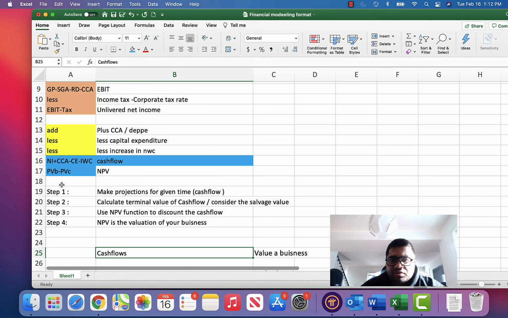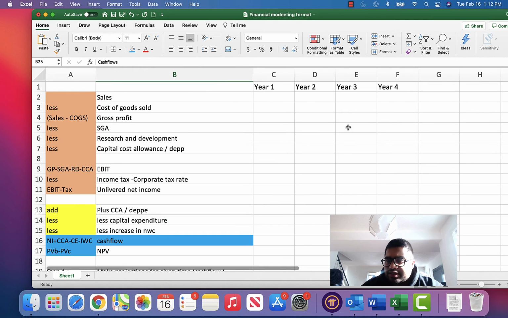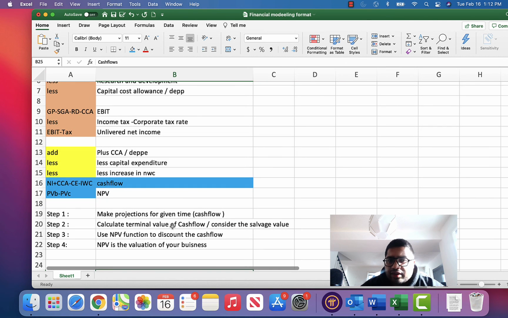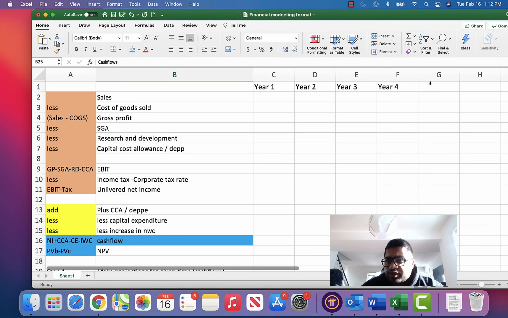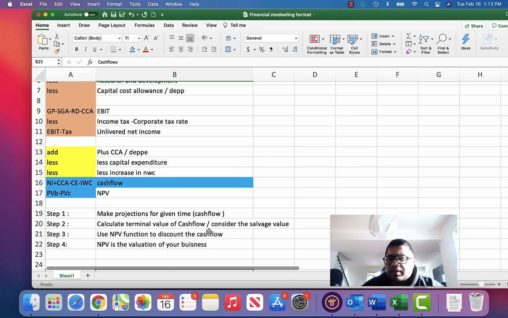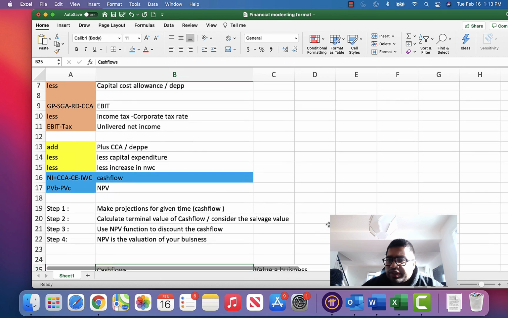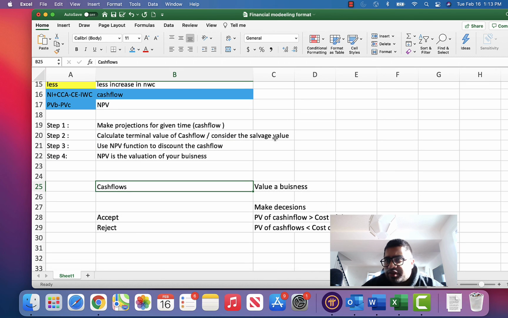So steps to do that: make projections for the given time frame. Whatever number of years is given, make projections for it. Then calculate terminal value of cash flow. In the last year, we also compute terminal value of cash flow. We'll see how to do that. Or if it is a decision, calculate the salvage value. Sometimes the salvage value is 0. So in that case, consider 0.